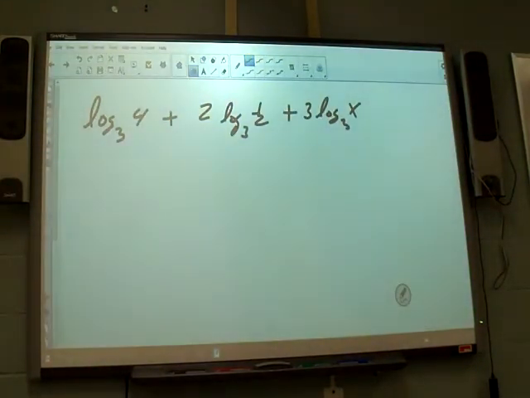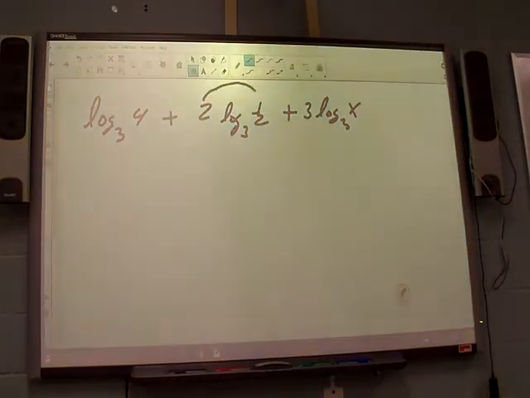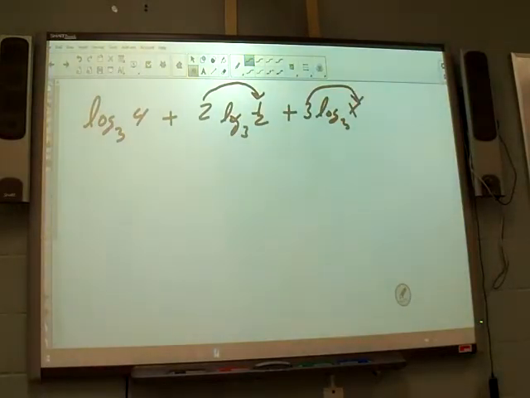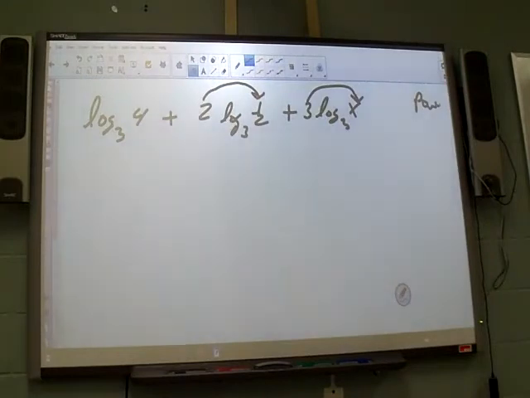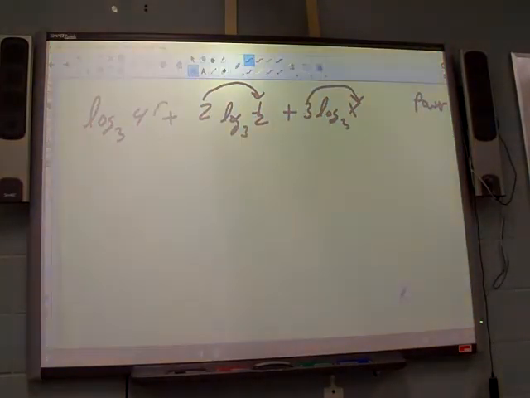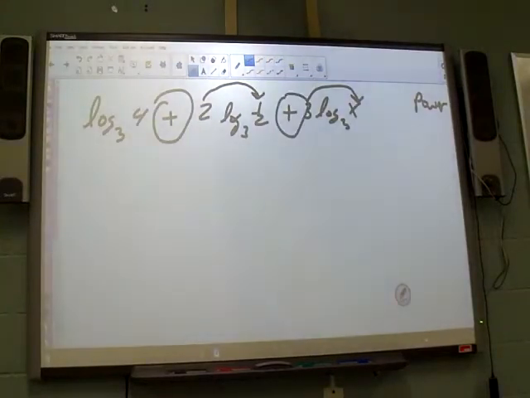What do you see happening? Okay, I got 2 powers to happen here. I need to put that 2 onto the 1/2, and I need to put that 3 onto the x. So that's the power property. What else do you see? Product. Very good. We're going to multiply and multiply, right?